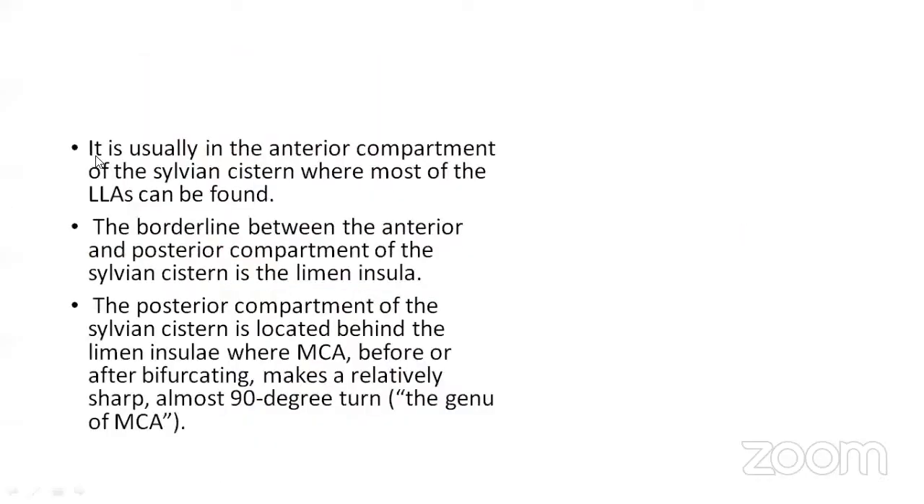Now there are a few segments of the Sylvian compartment as well. It is usually in the anterior compartment of the Sylvian cistern where most of the lateral lenticulostriate arteries can be found. The borderline between the anterior and the posterior compartment of the Sylvian cistern is the limen insulae. The posterior compartment of the Sylvian cistern is located behind the limen insulae, where the MCA, before or after bifurcating, makes a relatively sharp, almost 90-degree turn, which is the genu of the MCA.